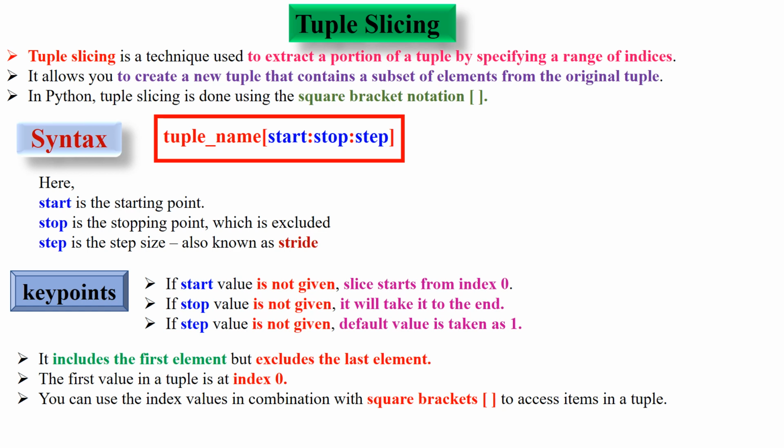Here, start is the starting point. Stop is the stopping point, which is excluded. Step is the step size, also known as stride. Some key points to remember. If start value is not given, slice starts from index 0. If stop value is not given, it will take it to the end. If step value is not given, default value is taken as 1. It includes the first element but excludes the last element. The first value in a tuple is at index 0. You can use the index values in combination with square brackets to access items in a tuple.